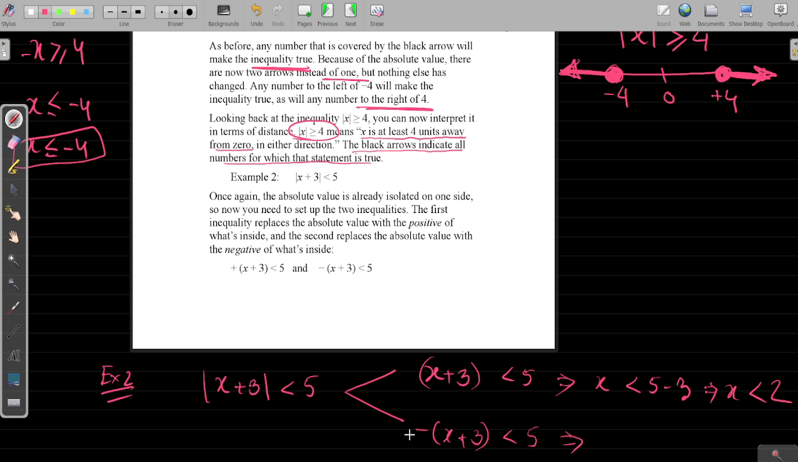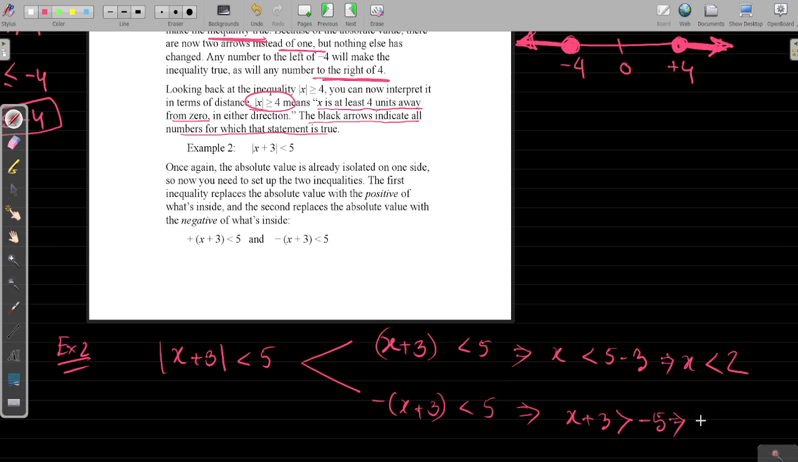Similarly, if I transfer this minus sign to the right side, then my sign will be reversed. So x plus 3, this less than sign will become a greater than sign, and this will be minus 5. Now my answer will be something like that. X, this plus 3, if I transfer it to the right side, then it will be minus 3. So x greater than minus 8. Okay, so our answer will be x less than 2. Another one is x greater than minus 8.